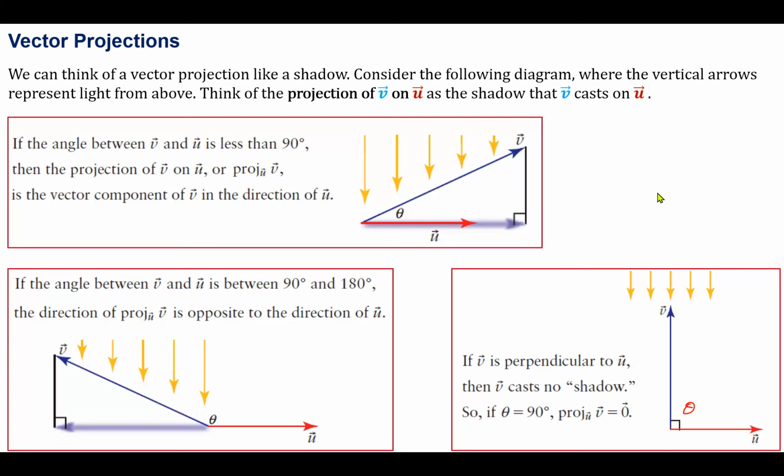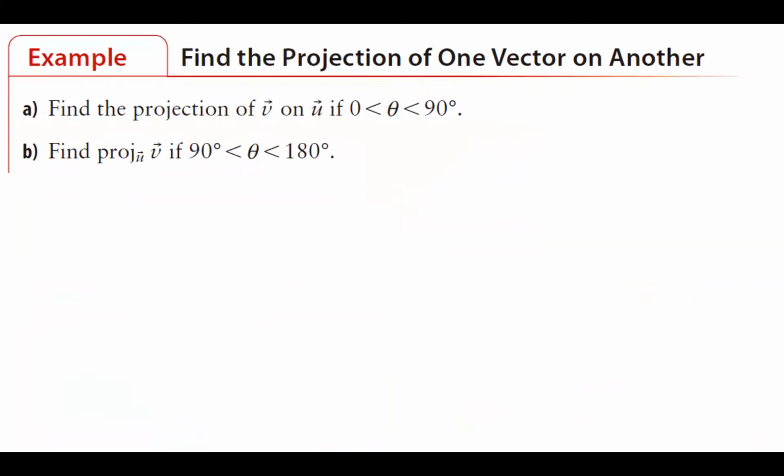Okay, next let's have a look at this example. Question A, find the projection of vector v on vector u if theta is between 0 and 90 degrees. Question B, find the projection of vector v on vector u if theta is between 90 degrees and 180 degrees. So you need to be careful with the projection. The projection itself is a vector, right? So you need to specify both the magnitude and direction. Okay, I'll give you 2 minutes to have a look at this question.